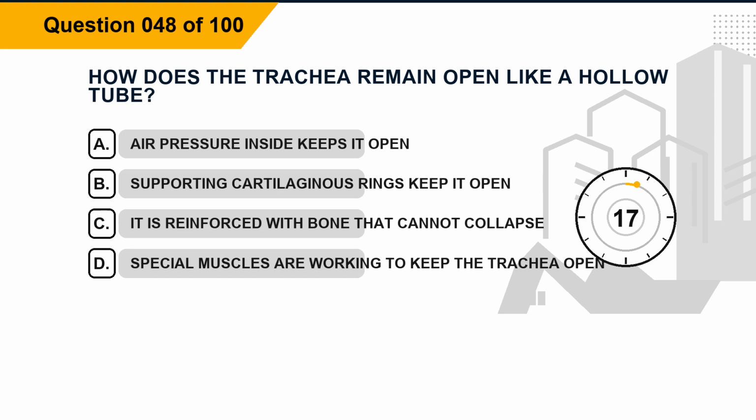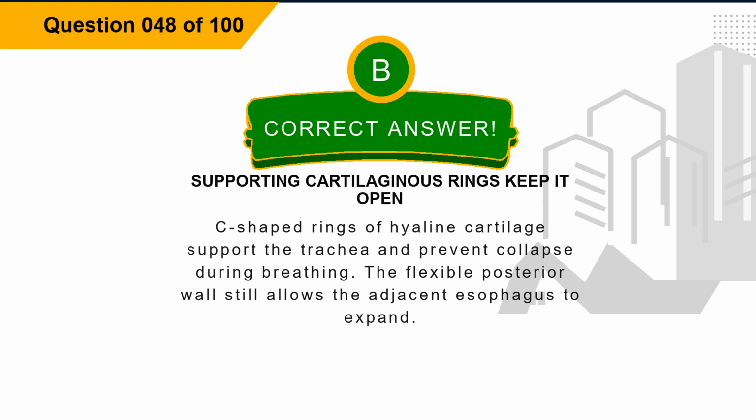Question 48. How does the trachea remain open like a hollow tube? Option A, air pressure inside keeps it open. Option B, supporting cartilaginous rings keep it open. Option C, it is reinforced with bone that cannot collapse. Option D, special muscles are working to keep the trachea open. The correct answer is option B, supporting cartilaginous rings keep it open. Explanation. C-shaped rings of hyaline cartilage support the trachea and prevent collapse during breathing. The flexible posterior wall still allows the adjacent esophagus to expand.